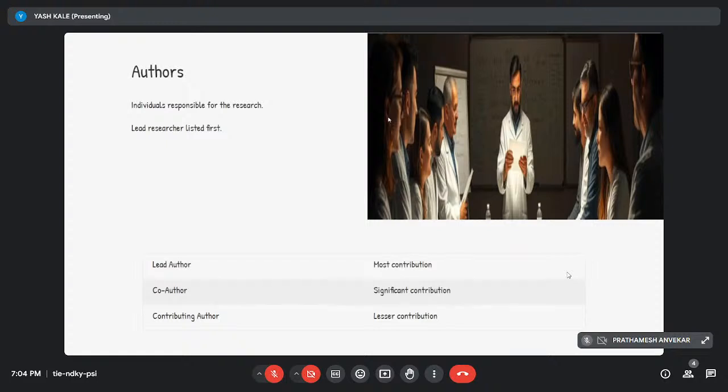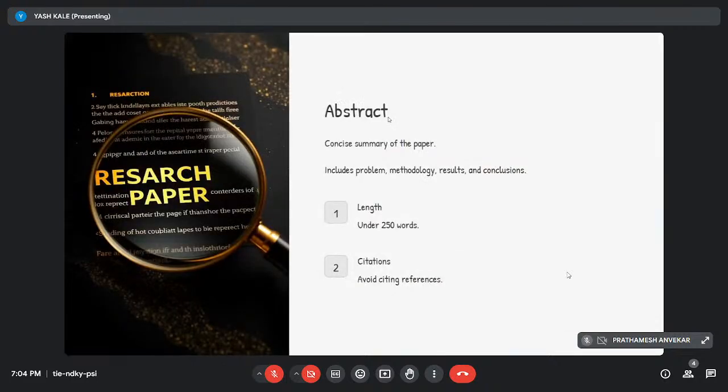So the next section is the abstract. The abstract is just a brief summary of your entire paper. It's meant to provide the readers with a quick overview of what your paper is about. In IEEE format, the abstract is usually limited to 150 to 250 words. When you're writing the abstract, make sure to cover the problem that you're addressing, your methodology in short, the key results, and your conclusion.